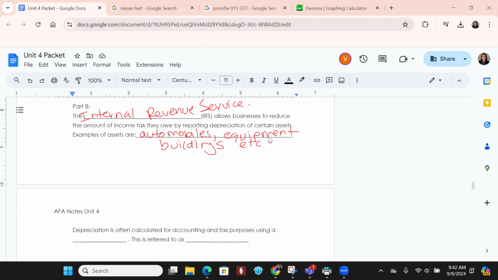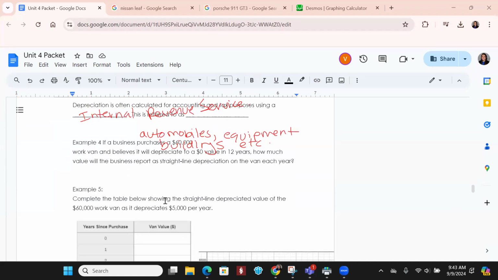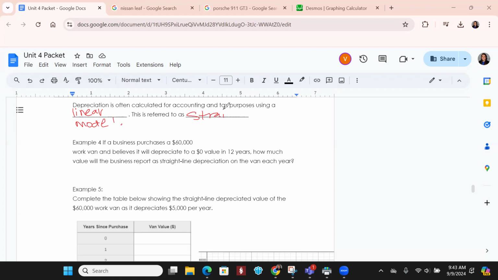Which is kind of nice. So depreciation is often calculated for accounting and tax purposes. You're going to use a linear model. I'll scroll up so you can see it. Linear model. And this is often referred to as straight line depreciation.